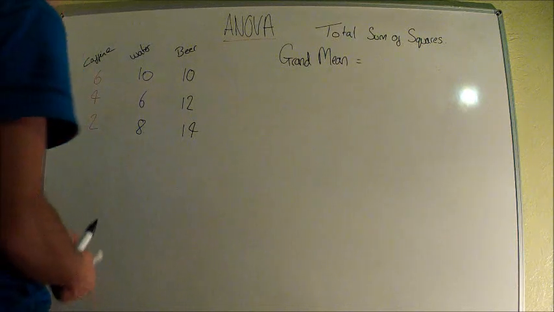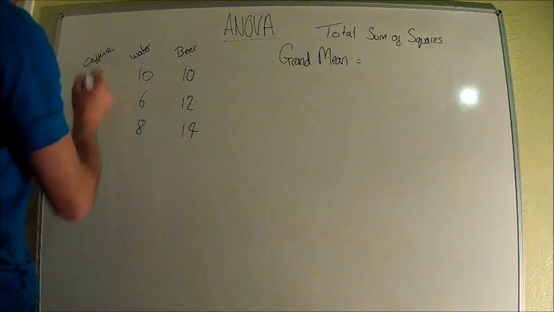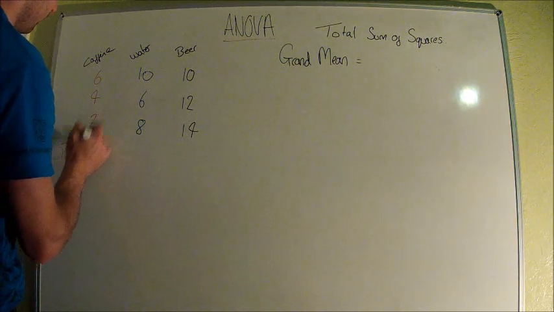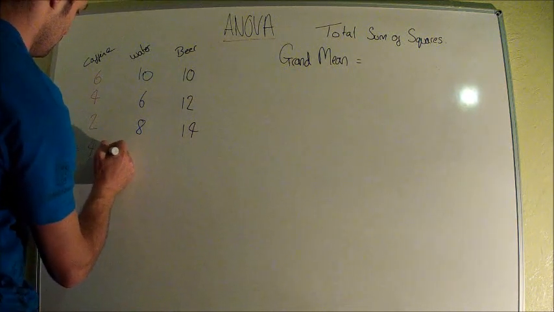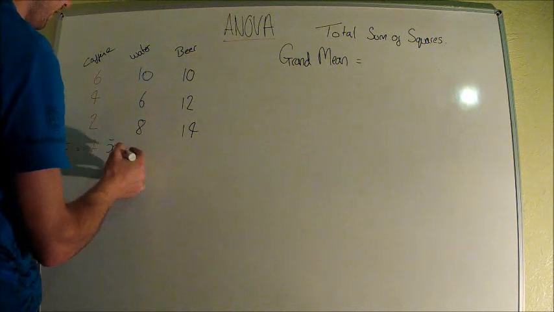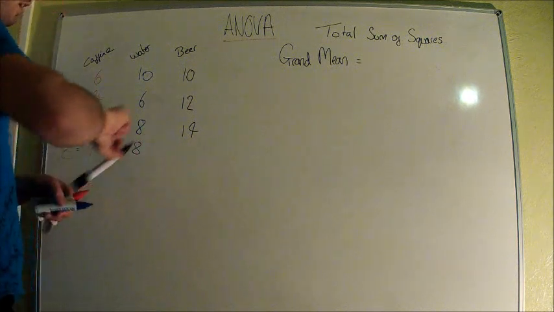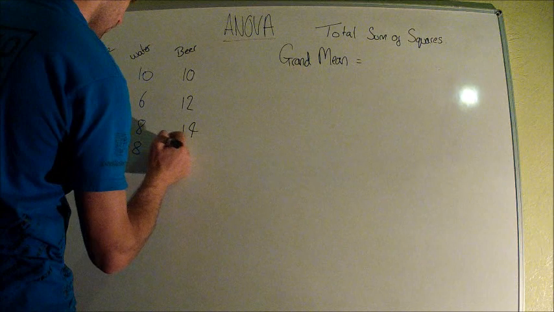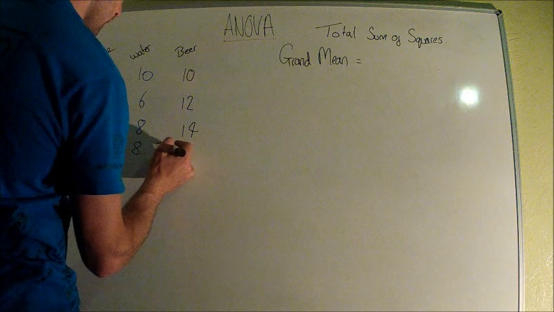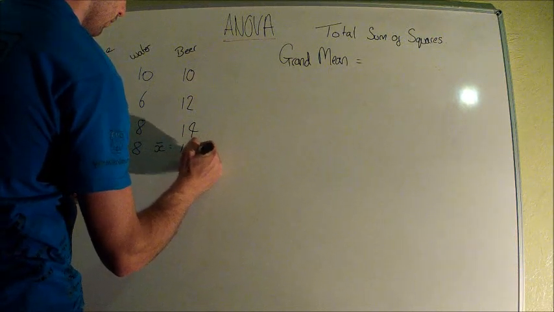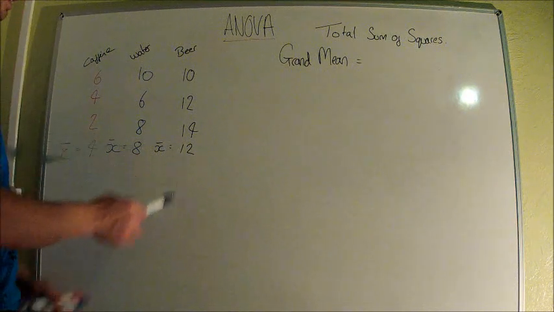So for example here, our mean, which we can just do like this, equals 6 plus 4 plus 2 divided by 3, which equals 4. Our mean for this group is 10 plus 6 plus 8 divided by 3 again, which equals 8. And our mean for this group equals 10 plus 12 plus 14 divided by 3, which equals 12. So our means are 4, 8 and 12.